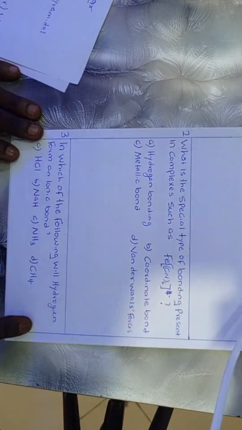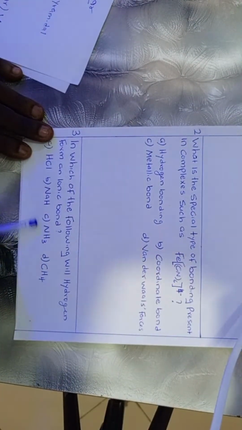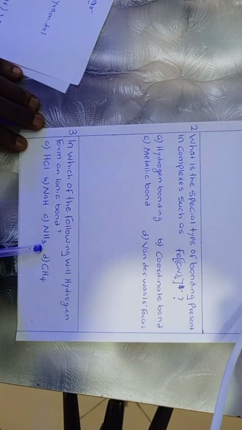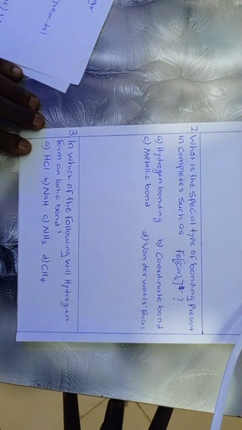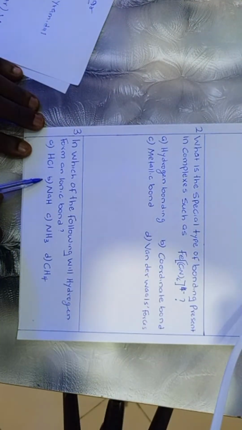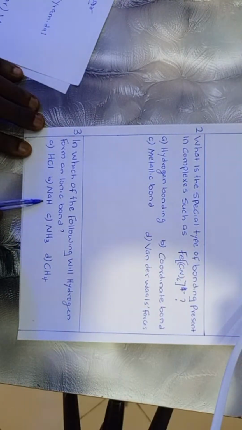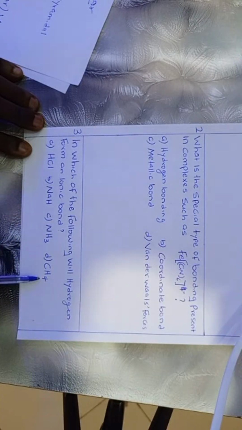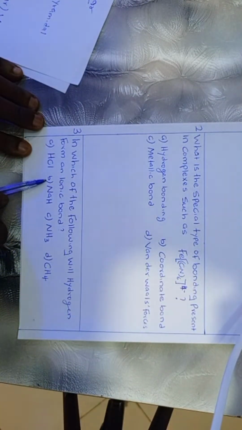All right. So going to question number 3. Question number 3 says, in which of the following will hydrogen form an ionic bond? Now, we all understand that ionic bonding exists when a metal transfers an electron to a non-metal. So just like you have in option B, which is sodium hydride. So in sodium hydride, we can see the existence of an ionic bond. The rest of the molecules here exhibit covalent bonding.